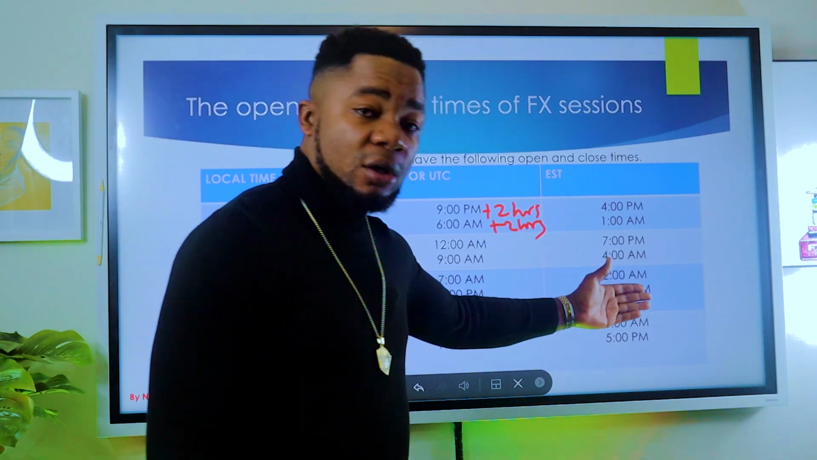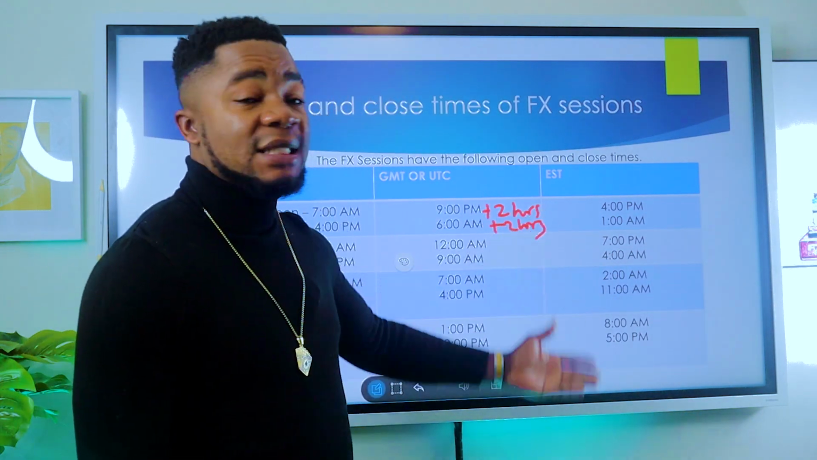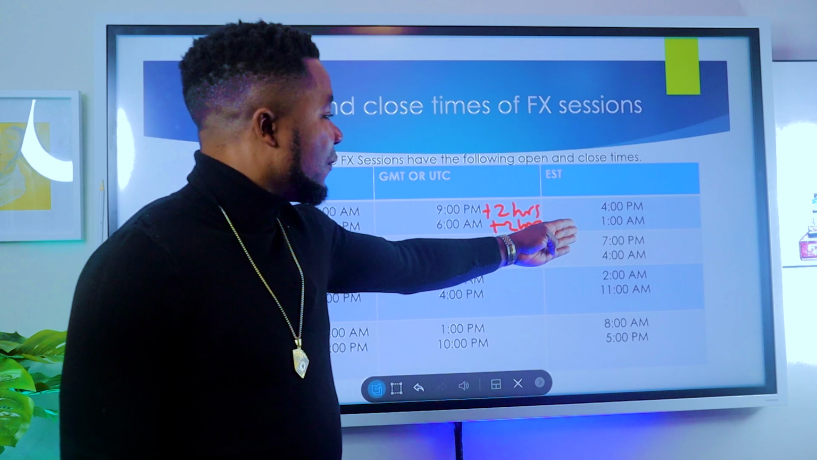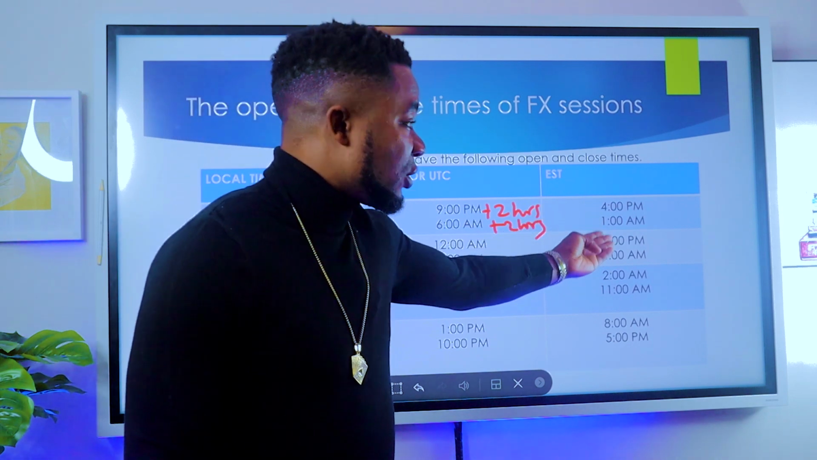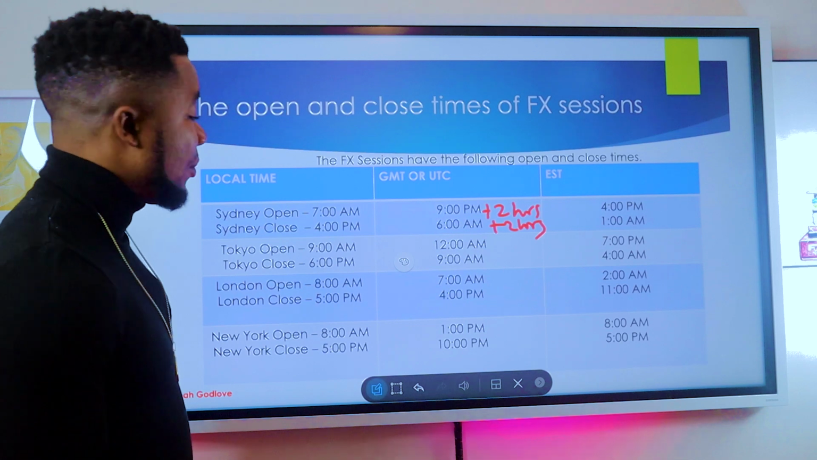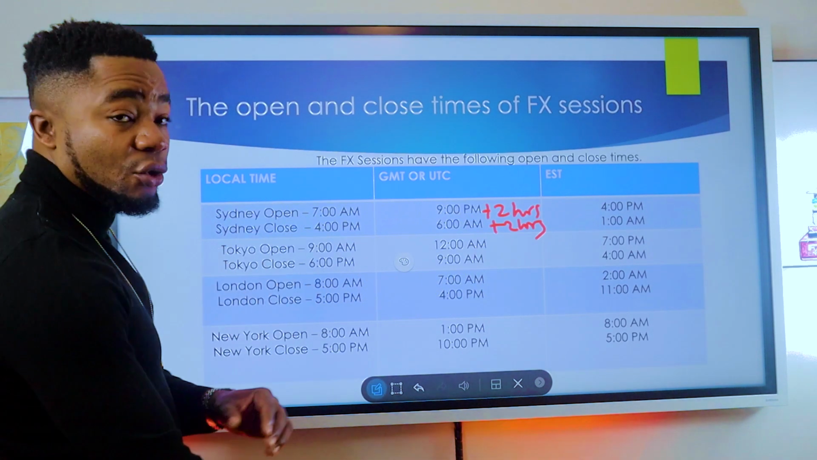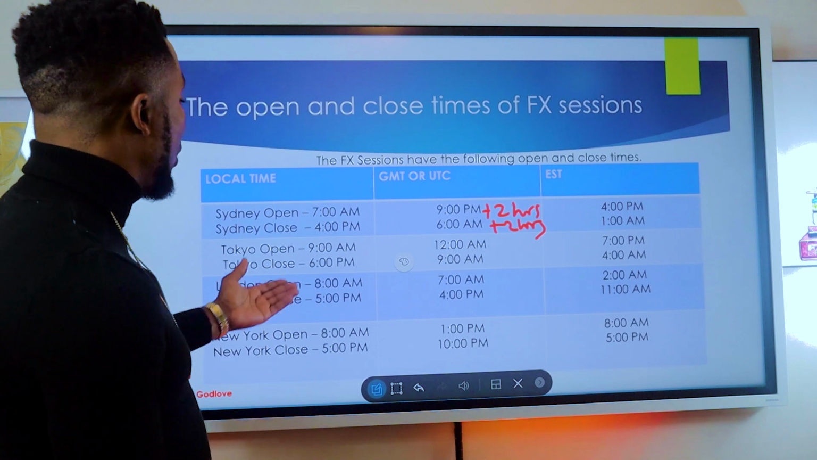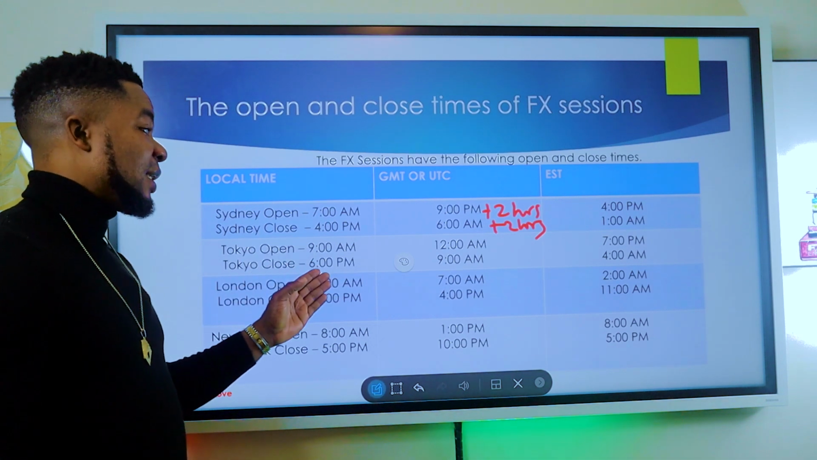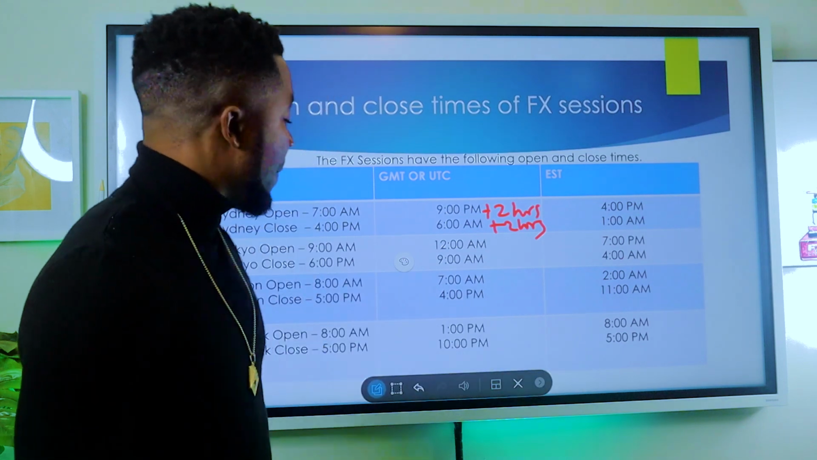And if you are in New York, and I think in North America or New York, they use what is called the Eastern time. So there it means the forex market opens at 4 p.m. and closes at 1 a.m. So no matter where you are, you can easily use that to determine the forex market session. And the Tokyo market opens at 9 a.m. and closes at 6 p.m. The same thing on GMT, the same thing on Eastern time.